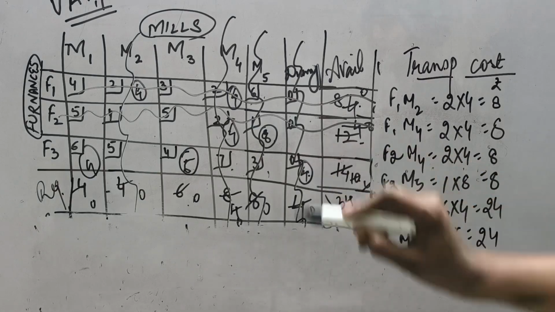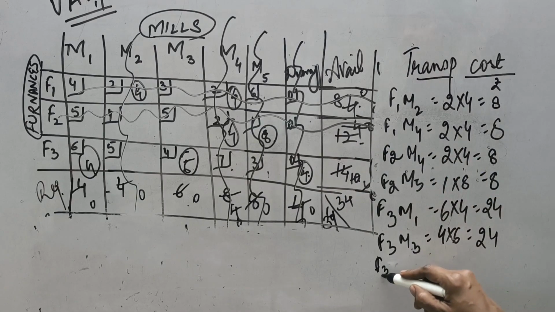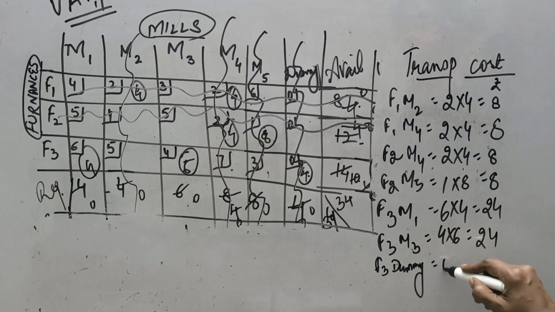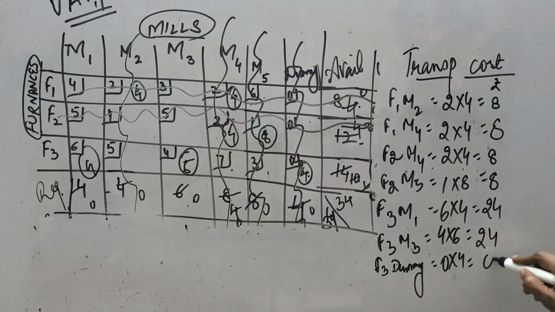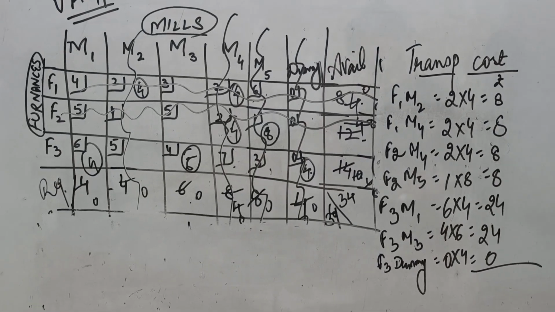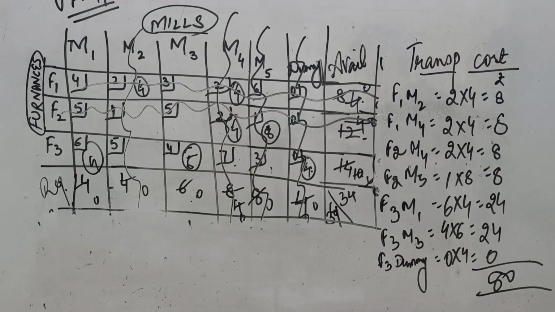Now here one dummy. In the dummy also a rim is there. So we can write F3 and dummy over here. 0 into 4. Of course, it will not make any difference in the cost because that was a dummy column. So 0. So by adding these values, you can calculate total transportation cost, which is total rupees 80. So this is the transportation cost according to VAM method.